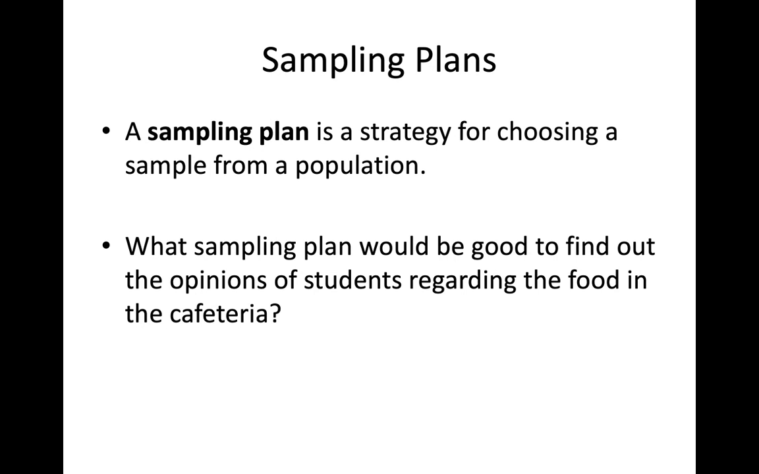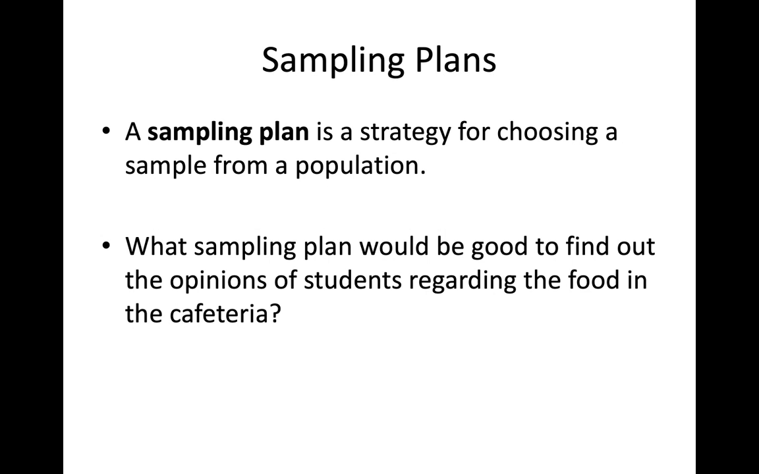Sampling plans. A sampling plan is a strategy for choosing a sample from a population. So let's stick to the research on JAMS students' perspectives on how they feel about math. If I want to get a sample from that population, I need to come up with a strategy for choosing that sample.